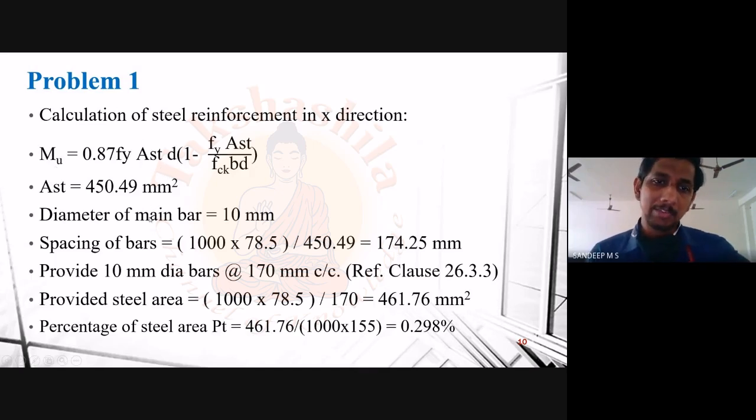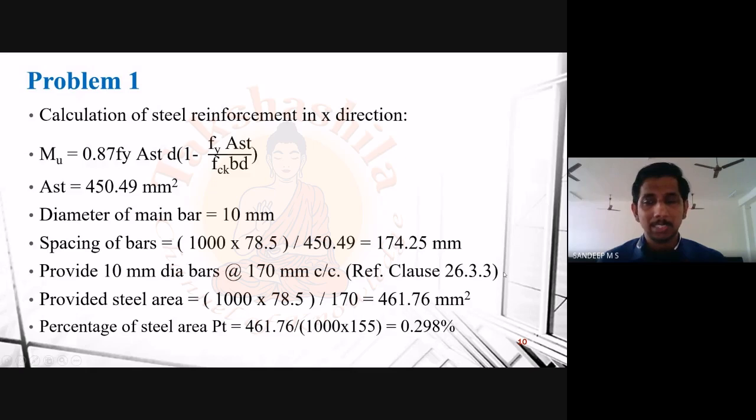So once you get the value of Ast, we have already assumed the diameter of the bar. Then based on that, as we were doing, we have to calculate the spacing and round this spacing to a smaller value. In this case, we are obtaining a spacing of 174.25. So they are rounding it to 170 millimeters center to center, and you write your final statement: provide 10 millimeter diameter bars at 170 millimeter c/c.